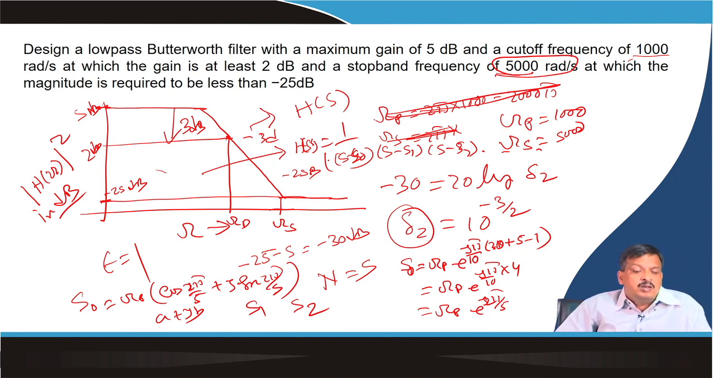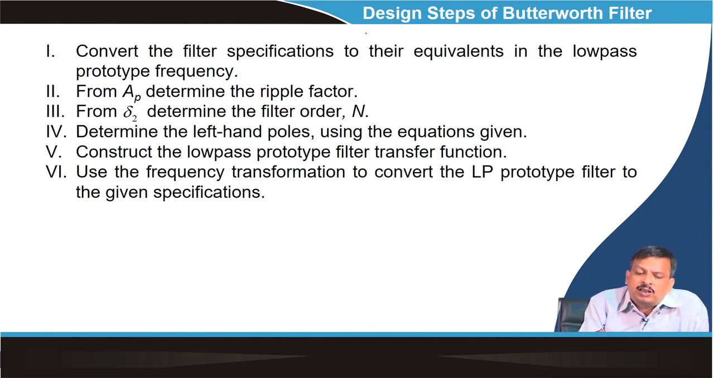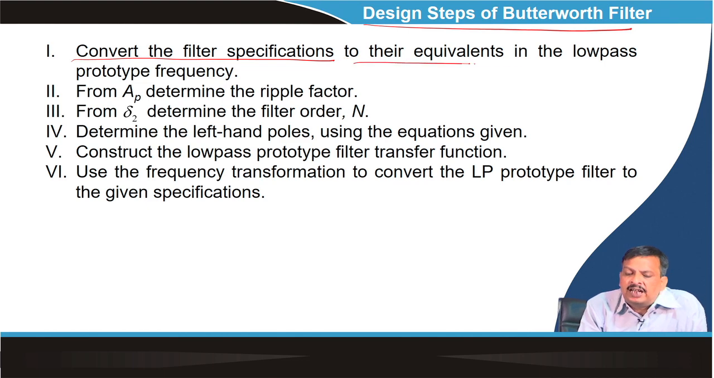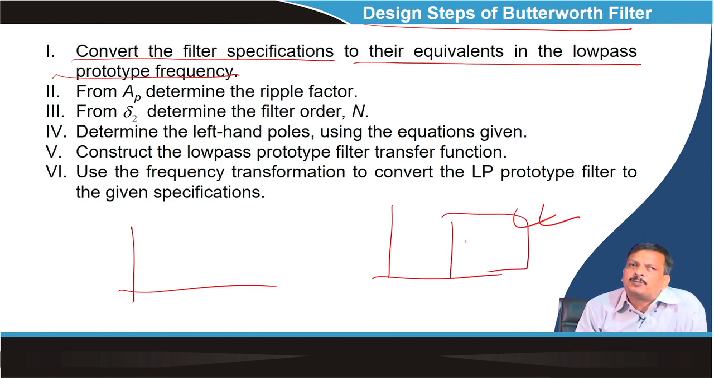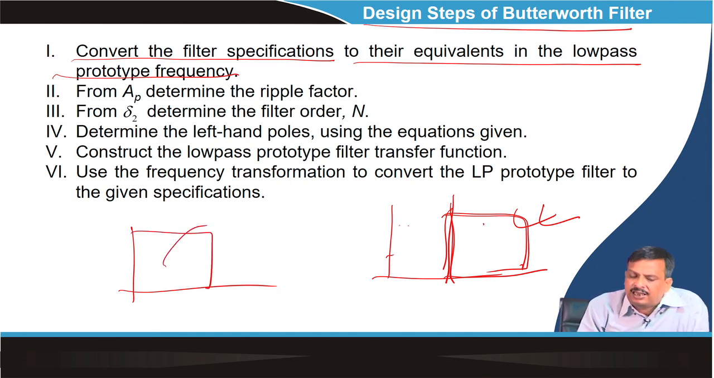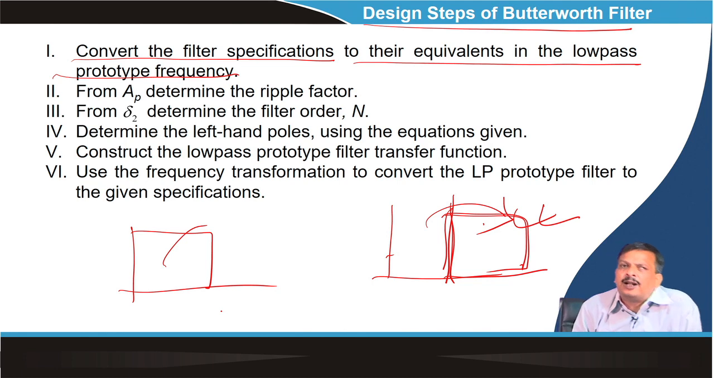Okay. Now, the design steps for the Butterworth filter in summary. Convert the filter specification to their equivalent in the low pass prototype. So, suppose I have to design a band pass filter. Band pass filter also can be designed using a low pass filter. So, this is the band pass filter, and I can say this is a low pass filter here. If I design this one as a low pass filter and then shift it to a certain frequency, I get the band pass filter. Details I will discuss at the end of this week's lectures, how this can be done.